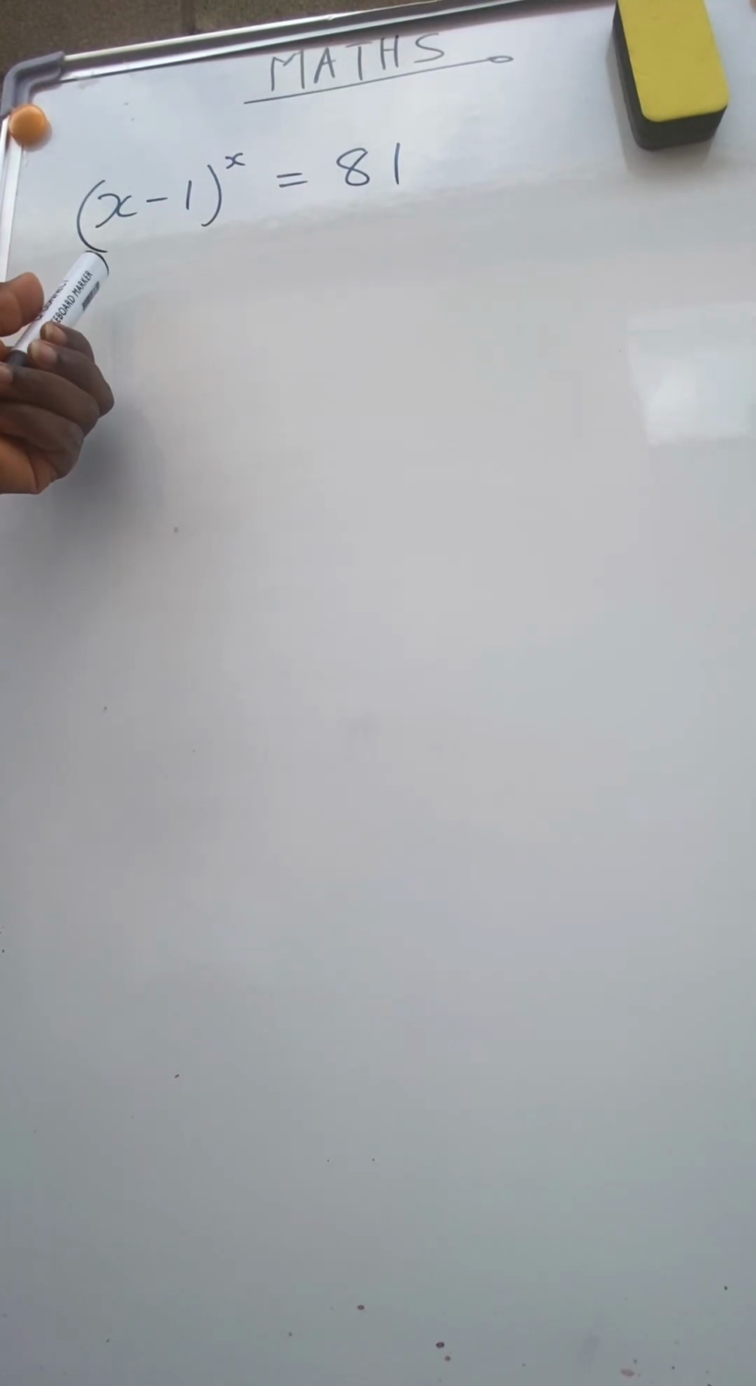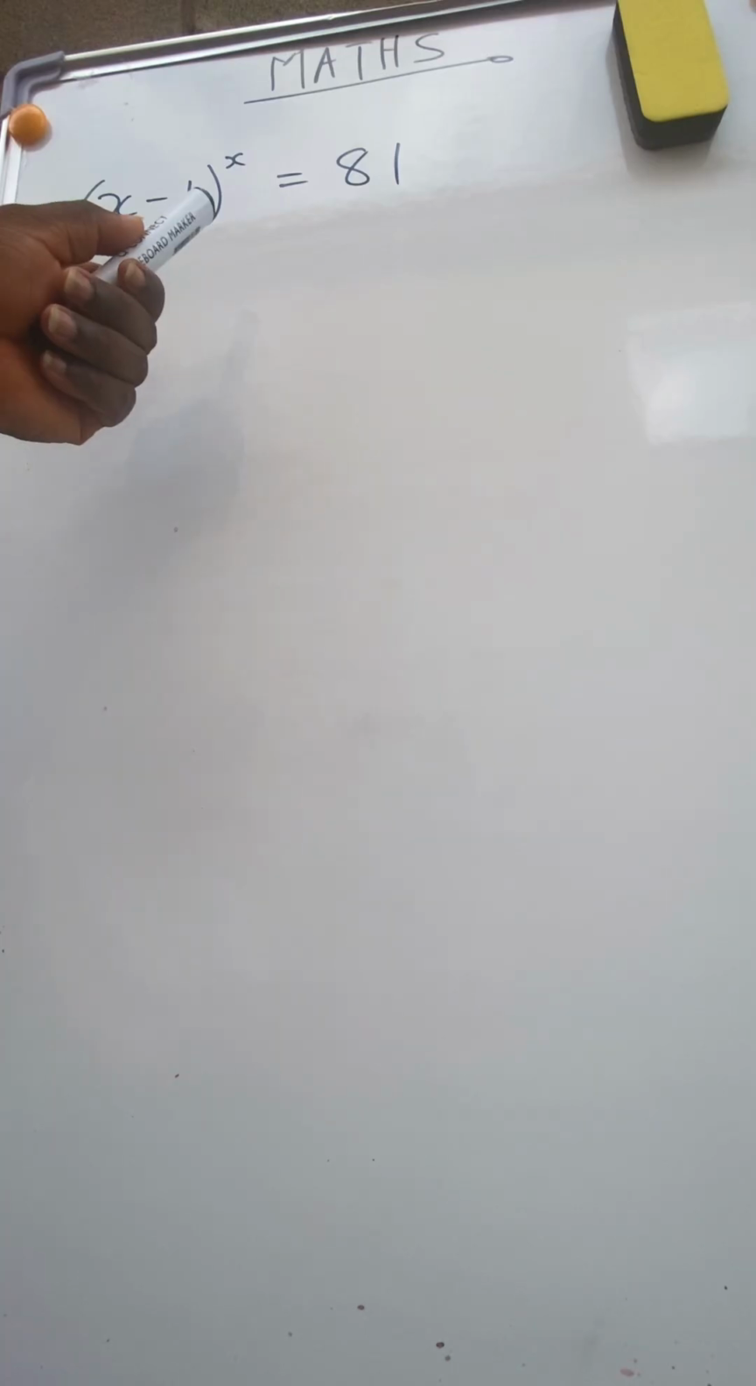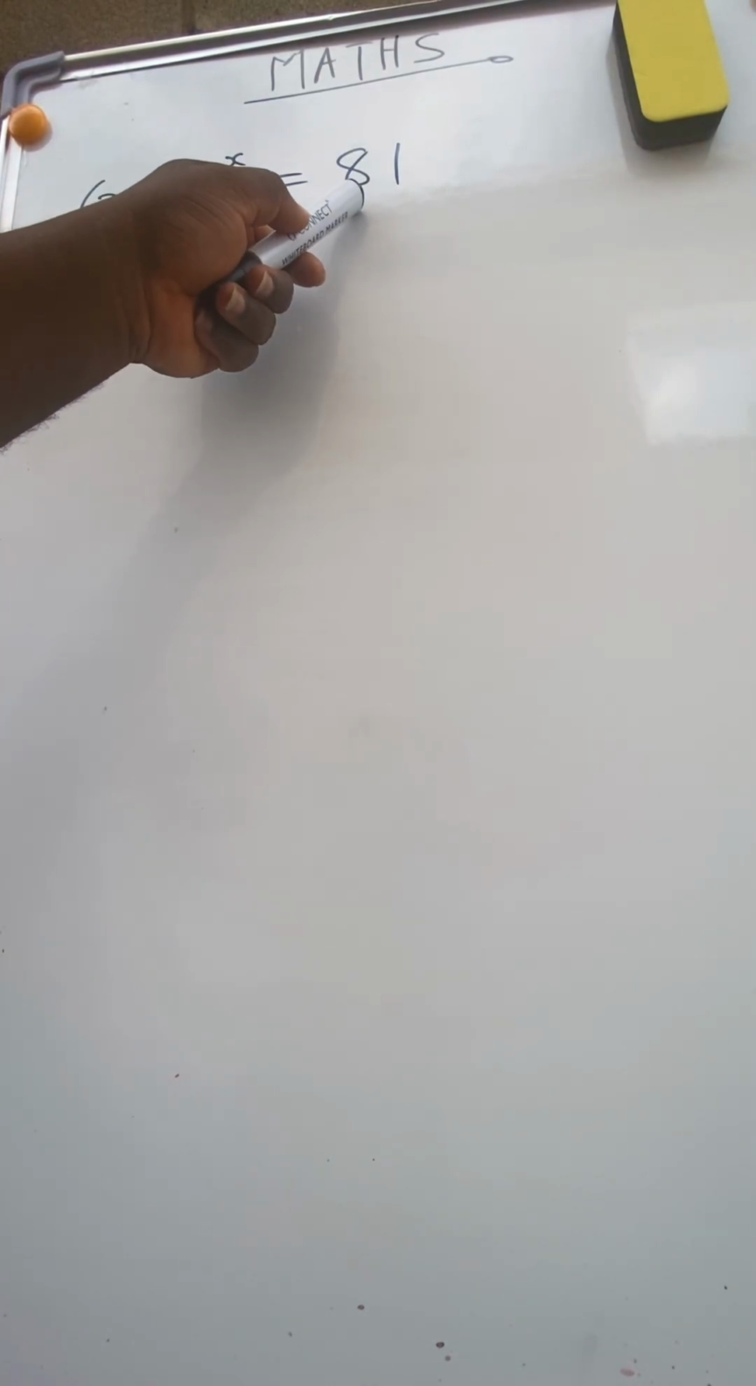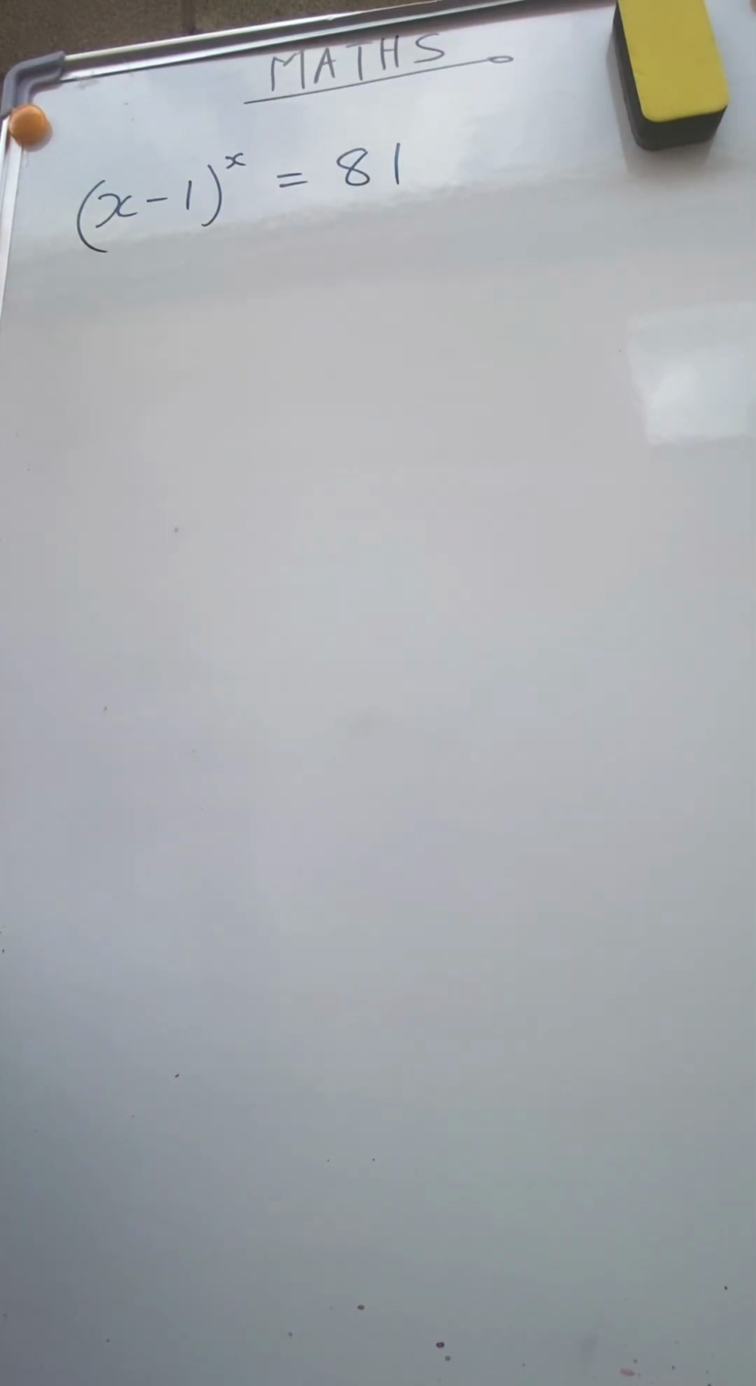Now, if you look at your left-hand side, it is expressed in index form. Therefore, I need to express 81 as well in index form. And how do I do that?